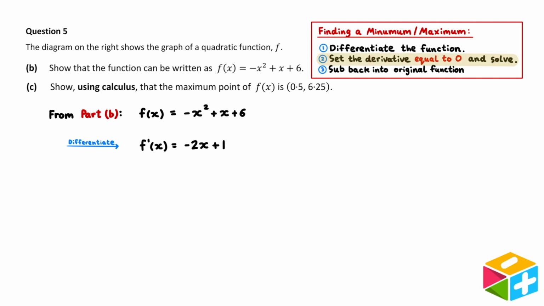We're now on to step 2. Set the derivative equal to 0 and solve. We found that the derivative is minus 2x plus 1, so let's set this equal to 0 in an equation. To solve for x, we need to isolate it all by itself on one side of the equation. To do this, we'll need to get rid of the minus 2 in front of it and the plus 1. Let's start by removing the plus 1. This represents addition, so to get rid of it, we should subtract 1 from both sides.